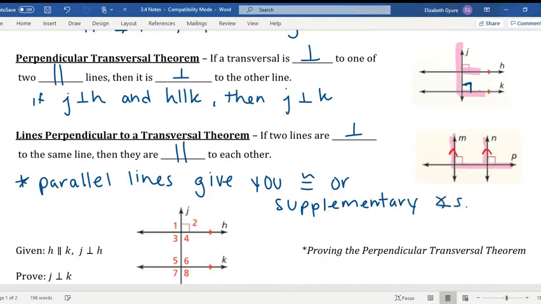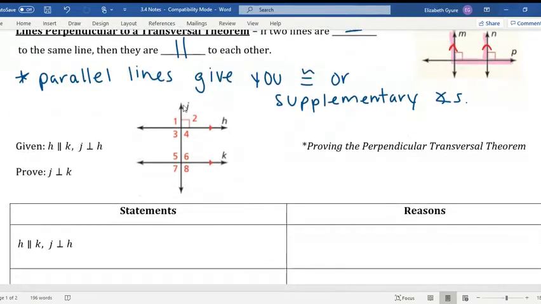angles. Okay. I think I said it before, but I say it a lot. Parallel lines are good for only one thing, and that is giving you congruent or supplementary angle relationships. It's their only purpose for things like this. So if you have parallel lines, you're looking for maybe a pair of congruent corresponding angles, congruent alternate interior angles, congruent alternate exterior angles, or same side angles that are supplementary.